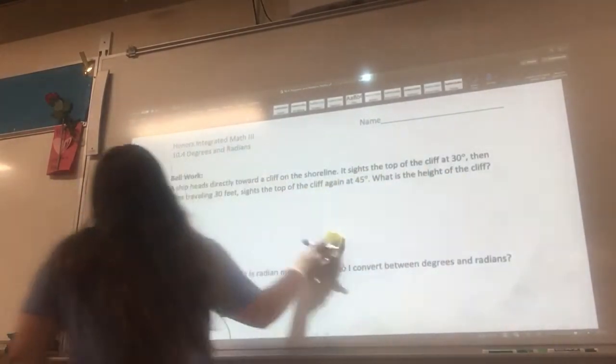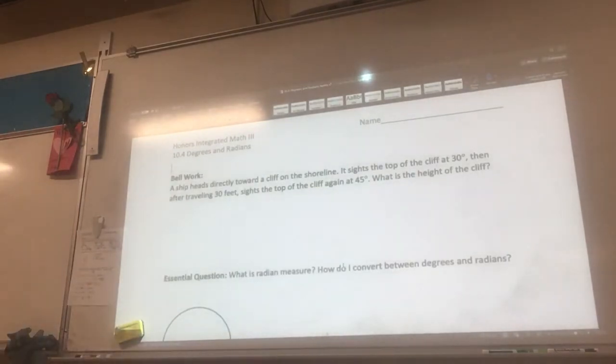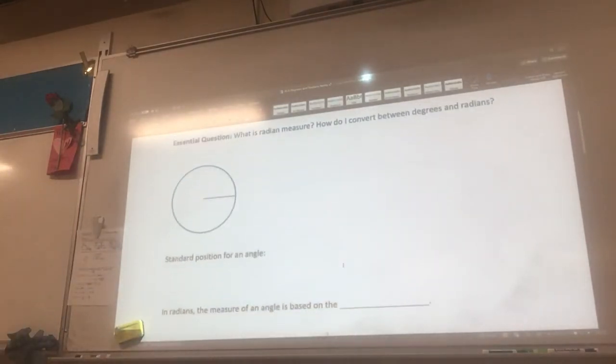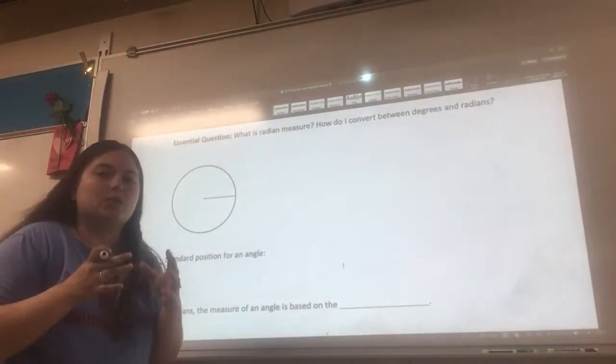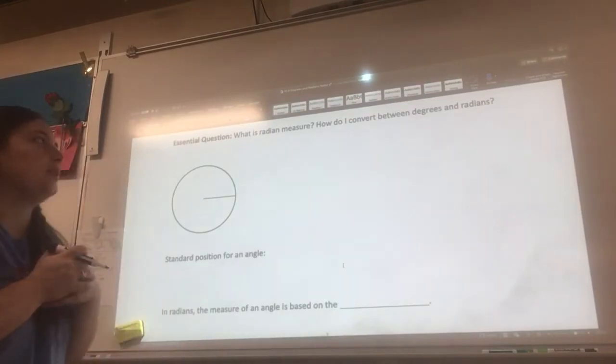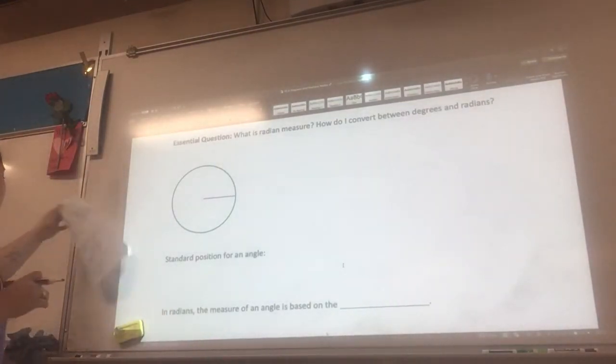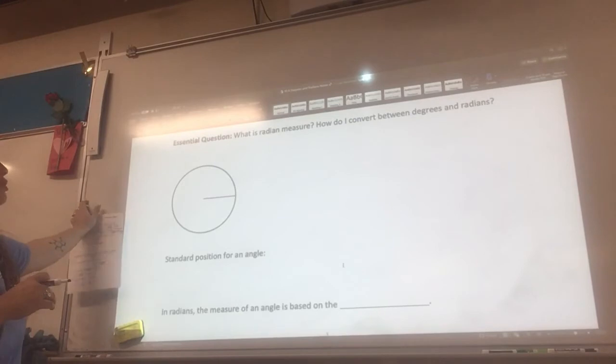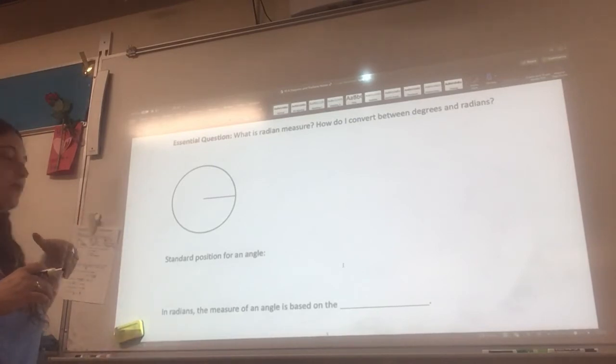But today, we're getting into degrees and radians. So what is a radian measure and how do I convert between degrees and radians? We're looking more at the conversions and looking at the standard position of where angles are on circles.